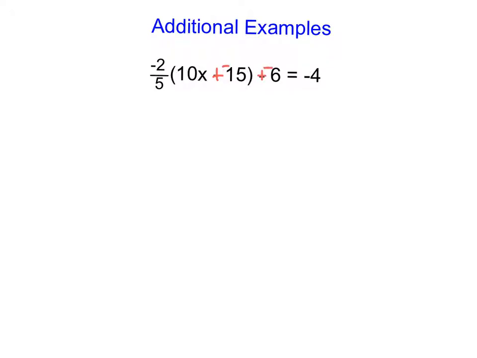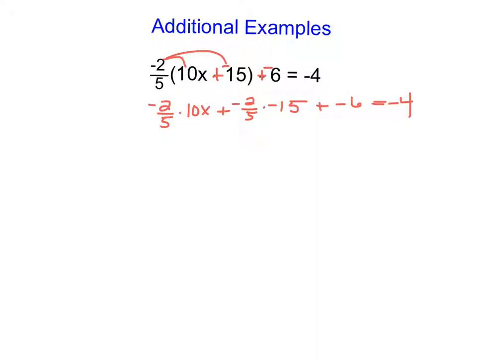Then from here, I know that my first step is always to get rid of those parentheses, and I'm going to do that by utilizing the distributive property. So here I have negative 2/5 times 10x plus negative 2/5 times a negative 15 plus that negative 6 is still there is equal to negative 4.